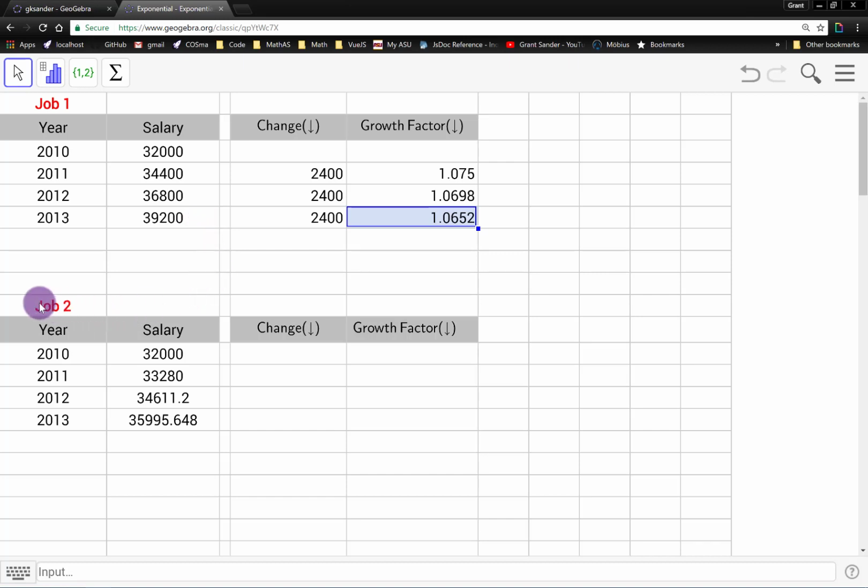Okay, let's do a similar thing for job 2, but I'll just speed this up and let the computer do some of the computations for us. For job 2, we see that the change in the salary each year is actually increasing. So each year that passes, the salary is actually increasing by more and more. But when we compute the growth factor for each year, by computing the ratio of salary at the end of the 1-year interval to the salary at the beginning of the interval, we see that the growth factor is constantly 1.04, which means that this salary has a constant growth factor and therefore follows an exponential growth model.